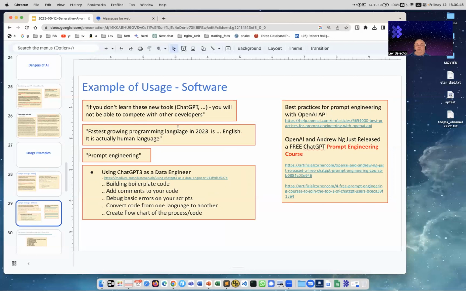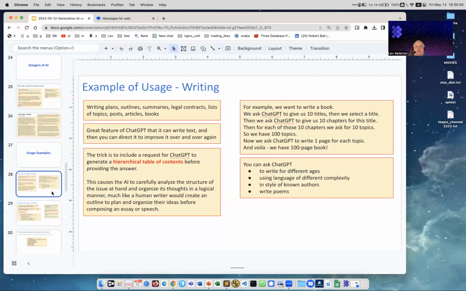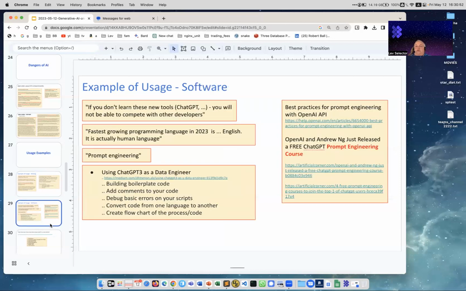Software. Okay, well, I use ChatGPT to write text, but I also use it to write software. I find it very, very useful. One thing, and this is not me, but somebody's quote: if you don't learn these tools like ChatGPT, you will not be able to compete with other developers. Using ChatGPT makes you much more effective. The fastest growing programming language in 2023 is English. It is actually human language.